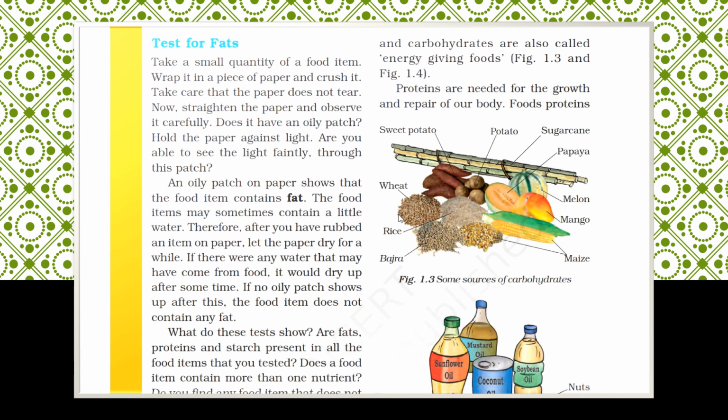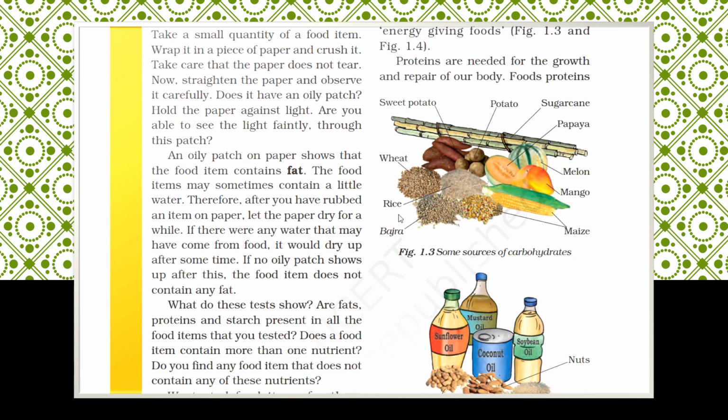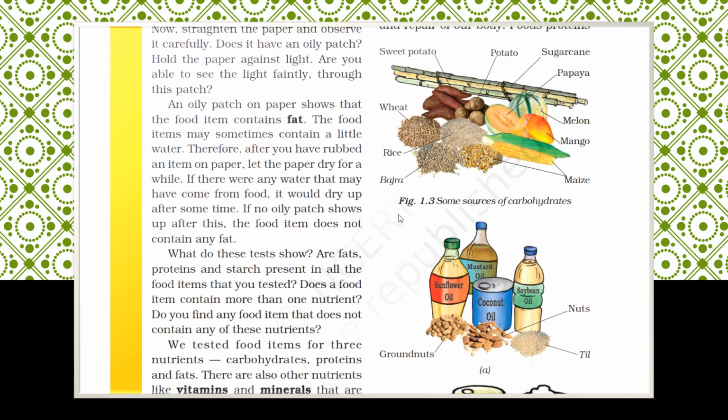Yes. Hold the paper against the light. Are you able to see the light faintly? That patch becomes transparent. It means an oily patch on paper shows that the food item contains fat. The food items may sometimes contain a little water. Therefore, after you have rubbed an item on paper, let the paper dry for a while. If there were any water that may have come from the food, it would dry up after some time. If no oily patch shows up after this, the food item does not contain any fat.